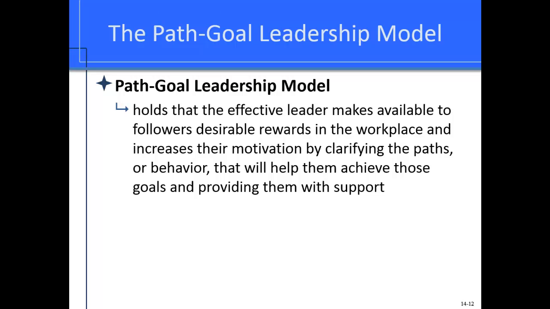Now let's talk about a second contingency approach to leadership called the Path Goal Leadership Model. And this is by Robert House. The Path Goal Leadership Model holds that effective leaders make available to followers the desirable rewards in the workplace and increase their motivation by clarifying the paths or behaviors that will help them achieve those goals and providing them with support. Successful leaders tie meaningful rewards to goals and reduce barriers.